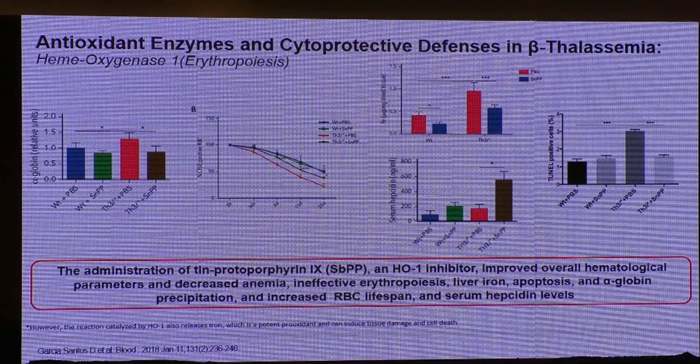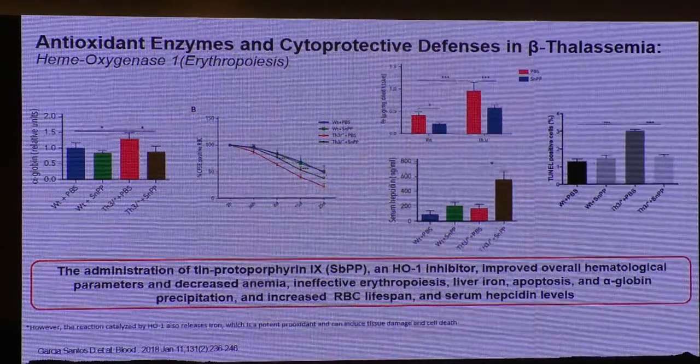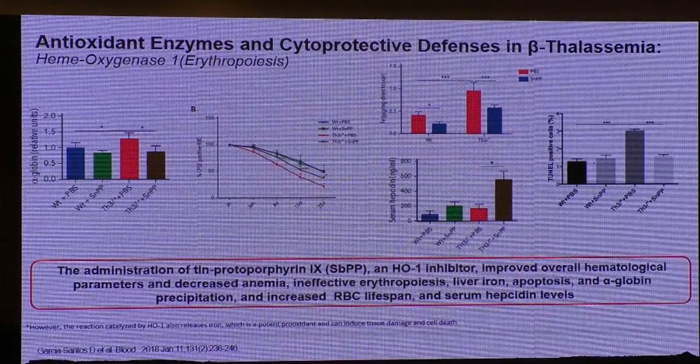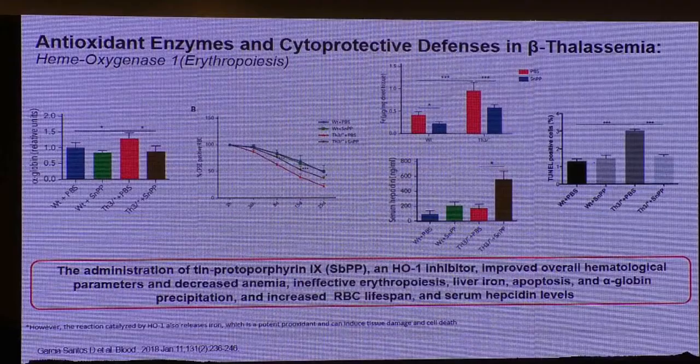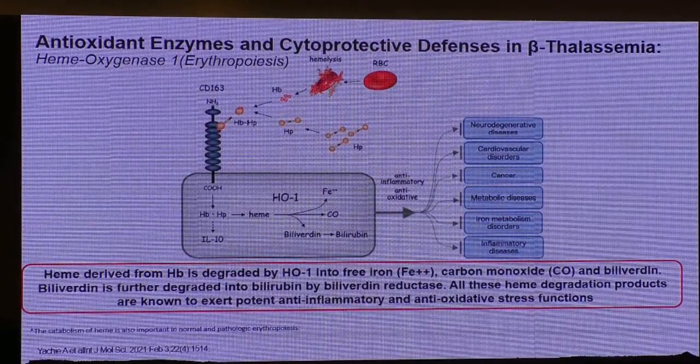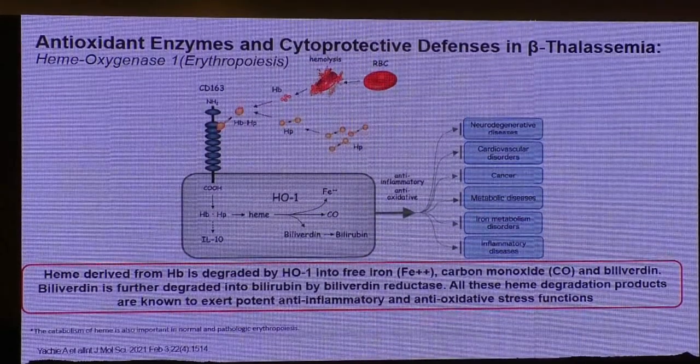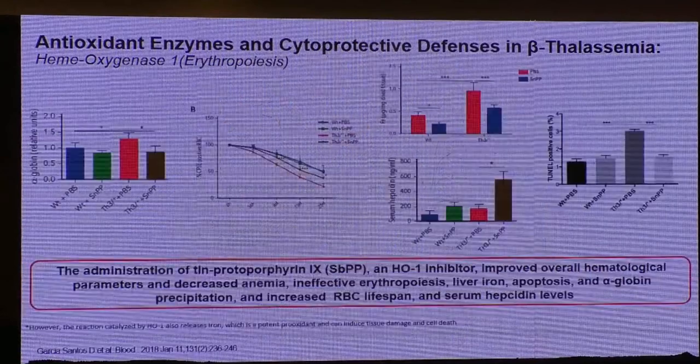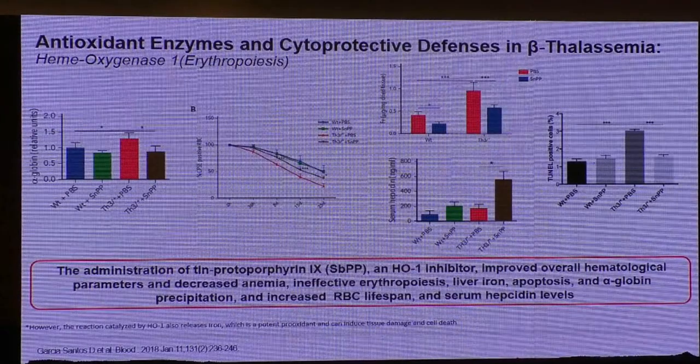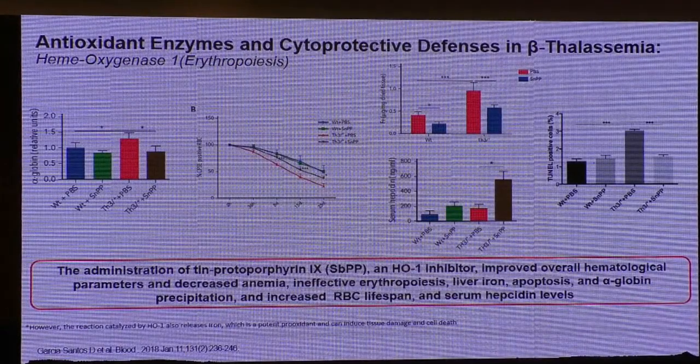However, one study published in Blood in 2018 said that heme oxygenase 1 seems to be doing its job, it's great, but let's not forget that one of the products of this reaction is what? It's free iron. So they said this reaction catalyzed by heme oxygenase 1 is releasing iron, and we know that iron is a potent pro-oxidant.